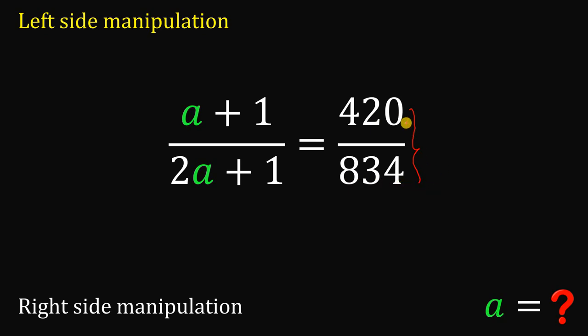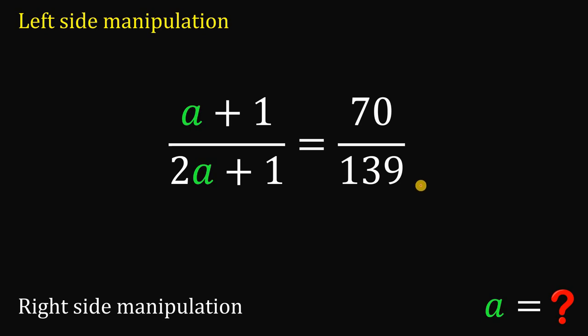Now, from here, what we're going to do is to simplify the right hand side, because 420 over 834 is divisible by 6. 420 is 7 times 6 times 10, and 834 is divisible by 2 because it ends in an even number. Also, the sum of the digits 8 plus 3 plus 4 gives us 15, and 15 is divisible by 3, therefore this number is divisible by 3. Since it is divisible by 2 and 3, this number is divisible by 6. So let's divide 420 by 6 and 834 by 6. If we do that, we get 70 over 139.